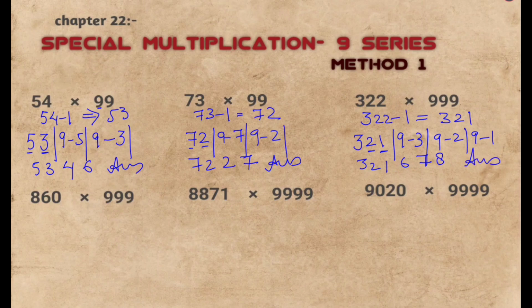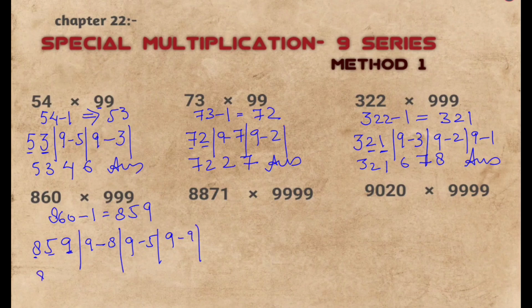Now let's take another question. 860 multiplied by 999. Here also we'll minus 1 first. So 860 minus 1 gives you 859. Now write 859. Make a partition, 9 minus this 8. Make another partition, 9 minus this 5. Make another partition, 9 minus this 9. So here we get 859. 9 minus 8 gives you 1, 9 minus 5 gives you 4, 9 minus 9 gives you 0. So 859140 is the answer.